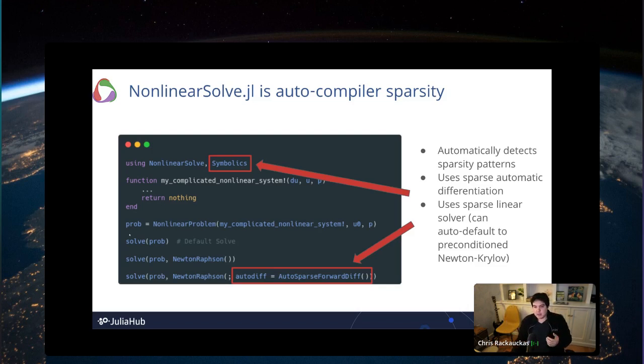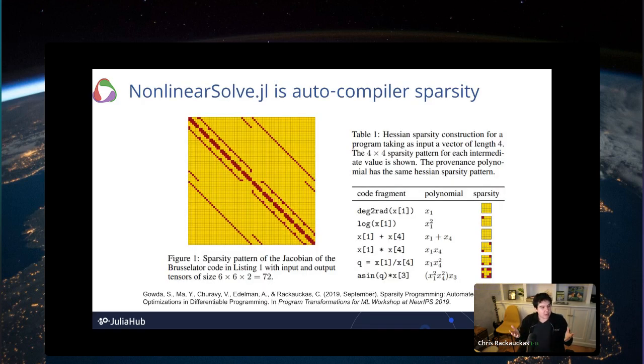And what you could do is build a problem and solve the problem. When you do that, it'll use an automated solver. But you can then dig into it a little bit more, and say, okay, I want to use a Newton-Krylov method, and those are the standard things that you'd expect from other nonlinear solver packages. But here you can say, use automatic differentiation to compute the Jacobian and do auto sparse forward diff. What this does is it uses this algorithm, which you can look up. We described the algorithm. It uses this algorithm to automatically discover from your code what the sparsity pattern should be.